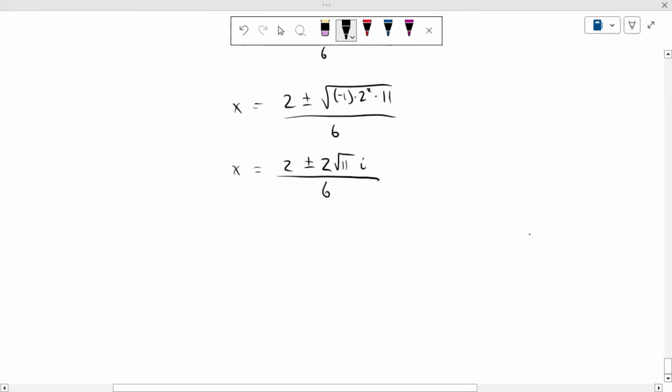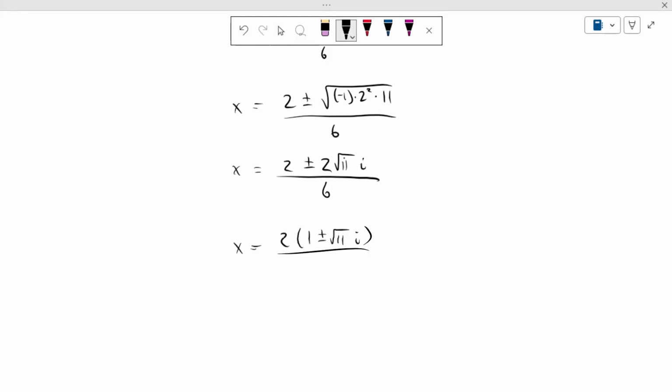Usually I put my real numbers first before I put my i. Usually I'll put my whole number values first before my radical, so that's why I have it written in this order. Now I can factor a 2 out of the numerator, so I get 1 plus or minus the square root of 11 i. And then I can factor a 2 out of the denominator too.